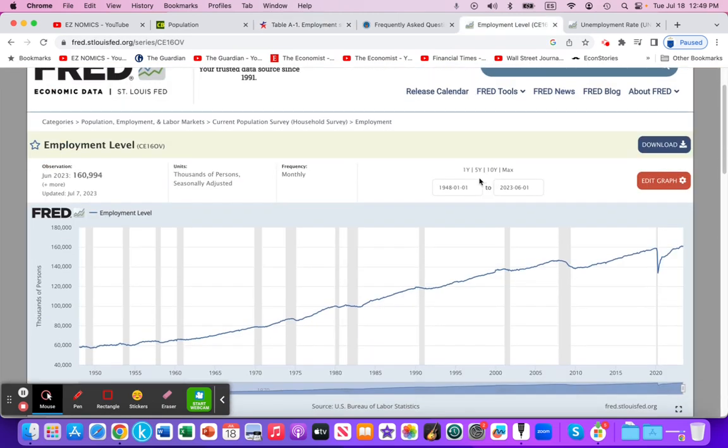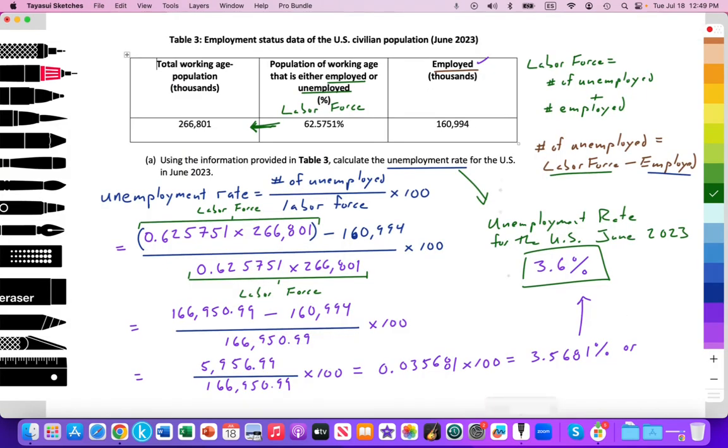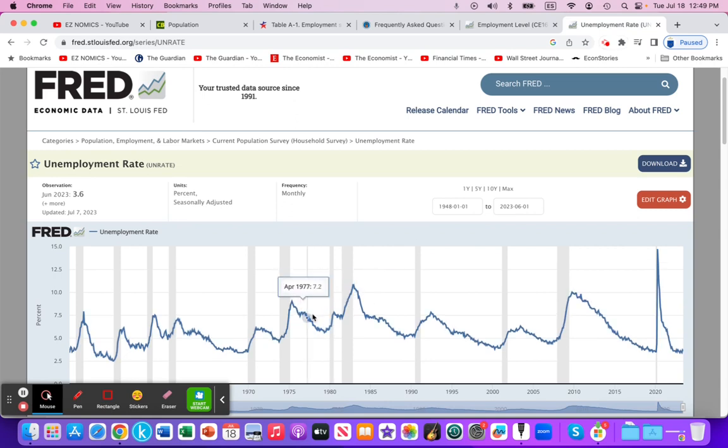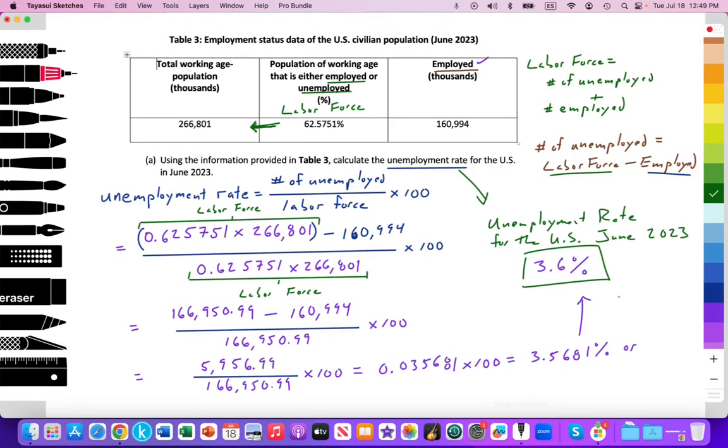Graphically, we can see the unemployment level rising over time as the U.S. population grows. We see that there's dips during recessions. These gray columns are recessional periods. Here we see that the employment level is at 160.994 million, which we had here. And we also have the unemployment rate going up and down with the business cycle. Here we see that the unemployment rate is 3.6% at June 2023, which again, you calculated.